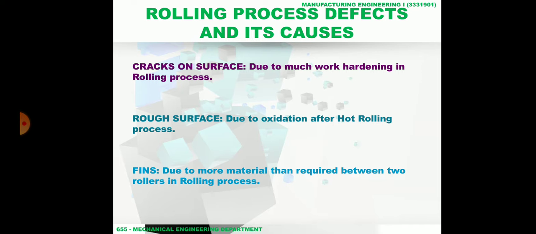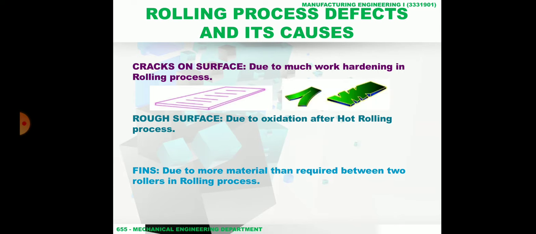The first one is cracks on the surface, due to too much work hardening in the rolling process. If we apply more pressure on the workpiece with the help of the roller, there will be cracks on the surface. The layers of the rolling sheet can crack or tear from the center or from the edges, as shown in the figure. So too much work hardening in the rolling process produces cracks on surfaces.